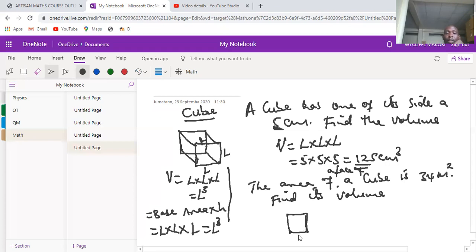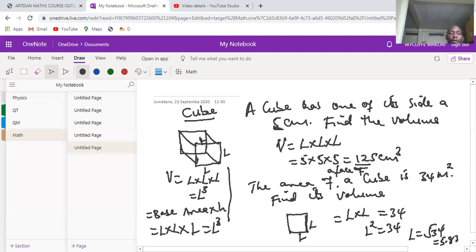And in that case, the area is given by length times length. So length times length should give us 34, which is the area, because we are told that face has got that area. So this is the same as L squared is equal to 34. So L will be equal to the square root of 34, which is actually 5.83. That is actually your L.